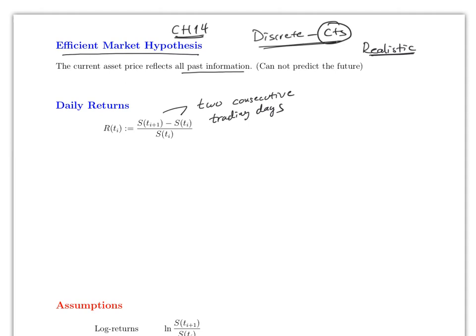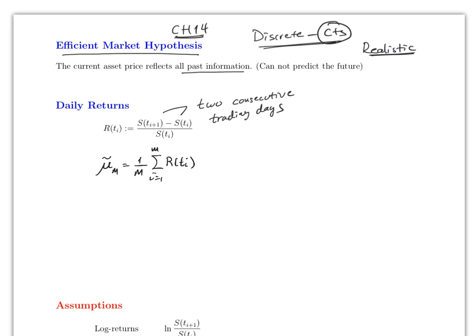Right? So the first thing that you may want to consider from here is, well, what will be the average of this? Well, the average will be 1 over m, the sum from i equals 1 to m of r of t_i. Okay?